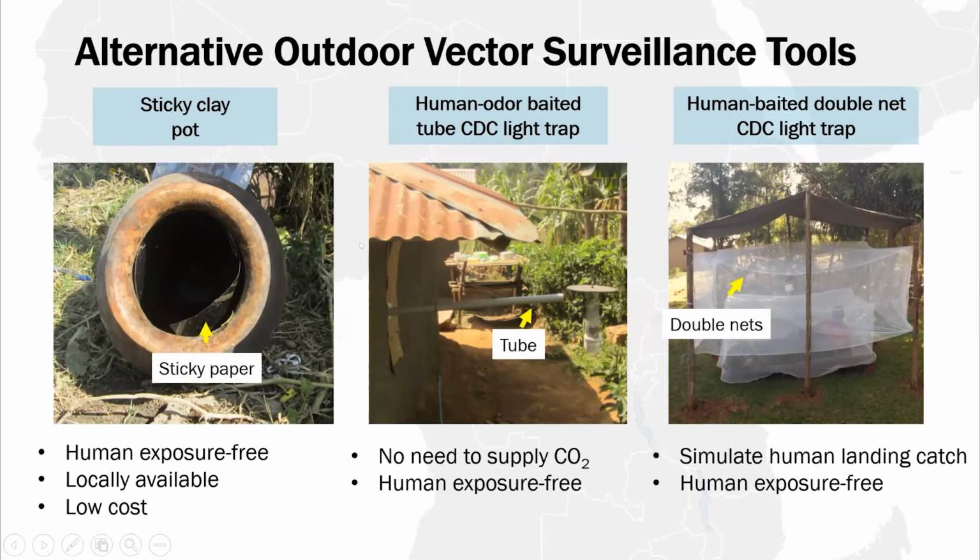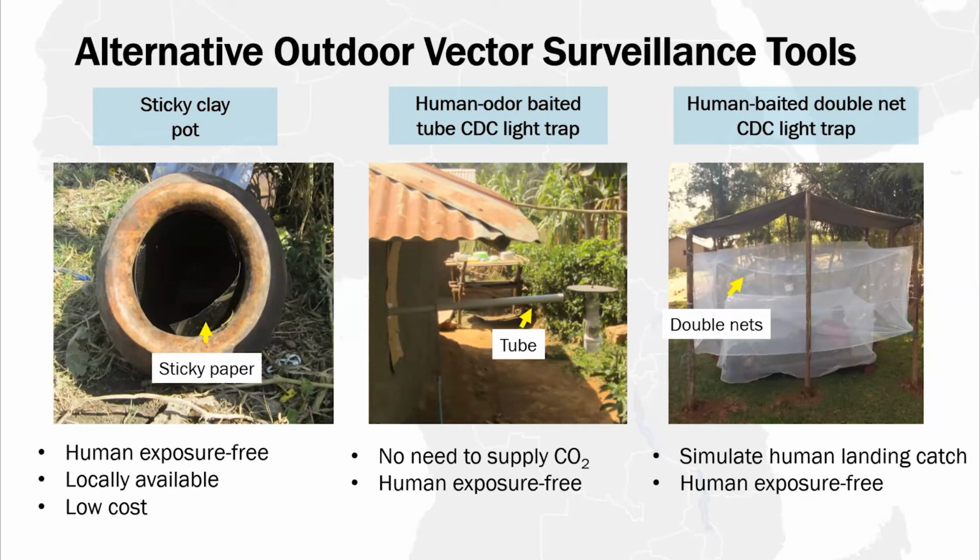What are some of the advantages of these alternative outdoor vector surveillance tools that our team came up with? These are locally available, most of them are low cost, there is no need for a supply of CO2, and also they are human exposure free.